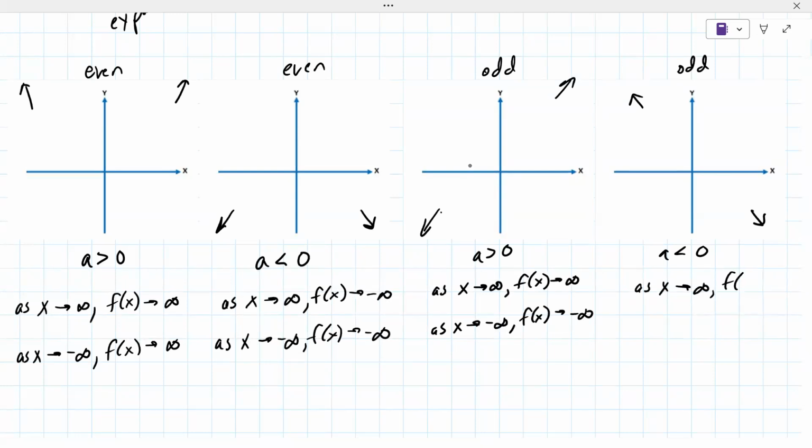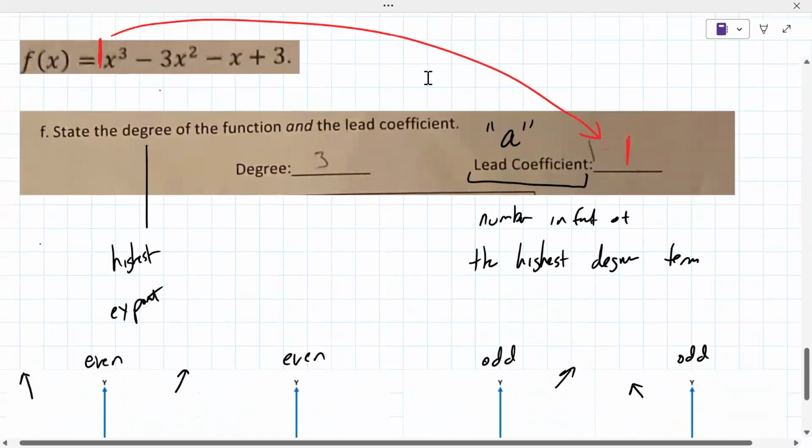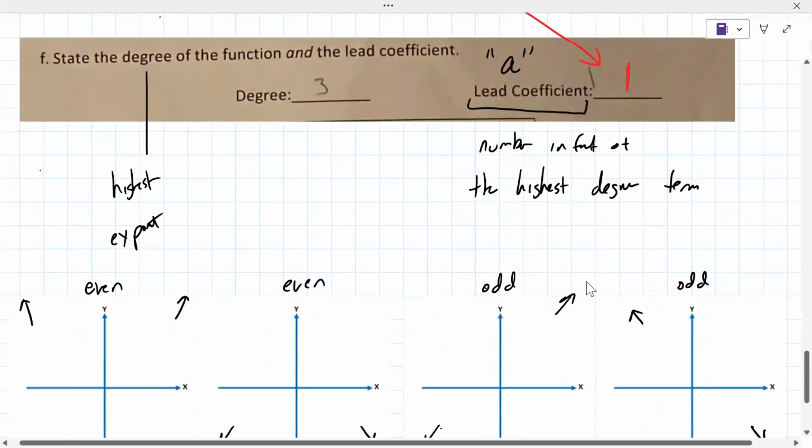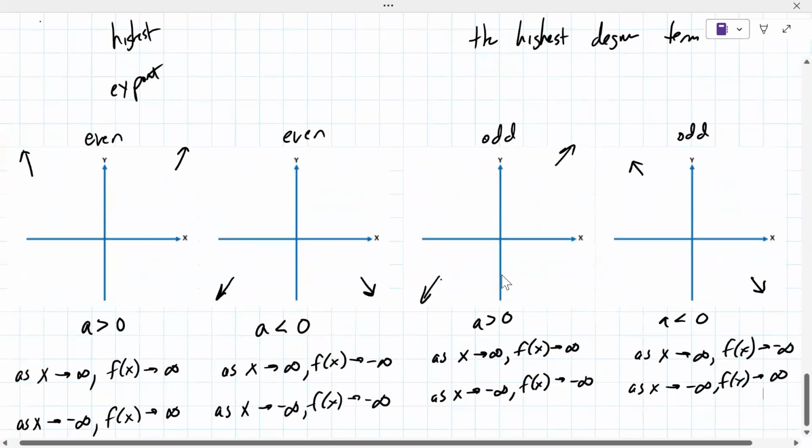As x goes to the right, it goes up. As it goes to the left, it goes down. So this isn't necessarily too difficult. It's just observing the graph and using your prior knowledge. Where it gets difficult is when you have a problem where the degree is 3, odd, and the leading coefficient is positive. You have to know which of these four it is.